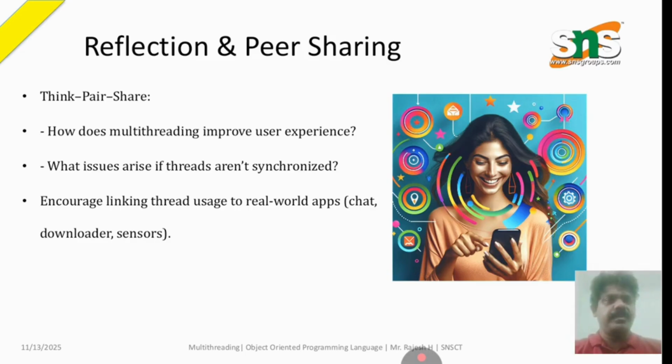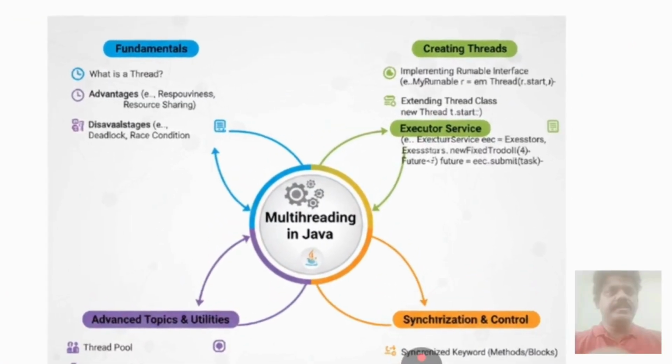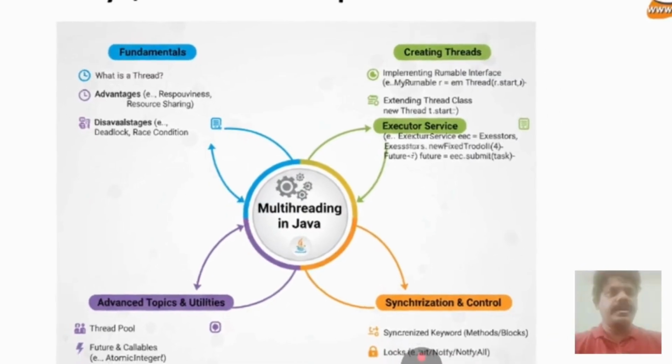You have to form a team of three people. How does multithreading improve your user experience, and what issues arise if threads are not synchronized? You are encouraged to link thread usage to real-world apps like chatbots, downloaders or sensors. You have to think, then discuss by pairing with others, then share your views. Finally, the summary of the fundamentals we have discussed so far.